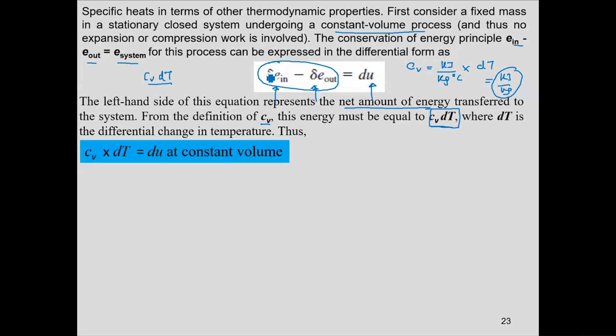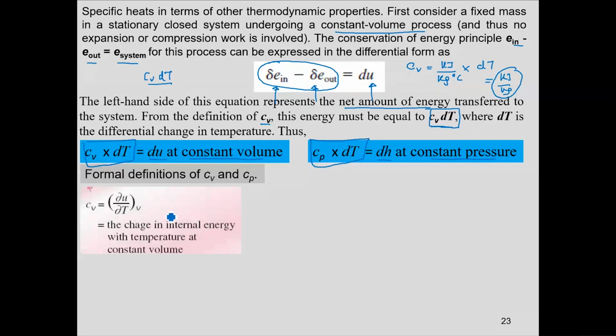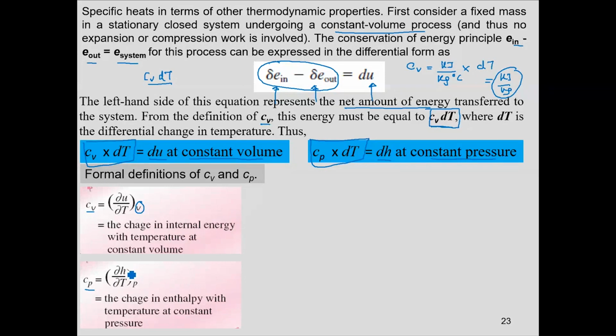Using this in mind, for a constant volume process, CV dT is essentially nothing but the change in internal energy at constant volume. And similarly, CP dT is basically nothing but the change in enthalpy of the system at constant pressure. This could also be represented in formal definitions, which say that CV is the partial differential of U divided by the partial differential of T at constant volume, and similarly CP is the partial differential of enthalpy with regard to the partial change in temperature at constant pressure.